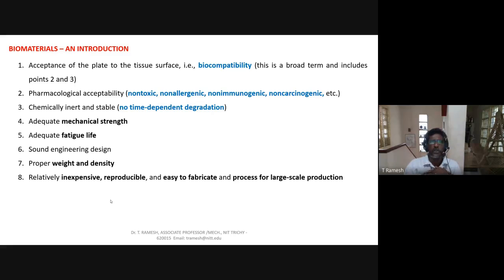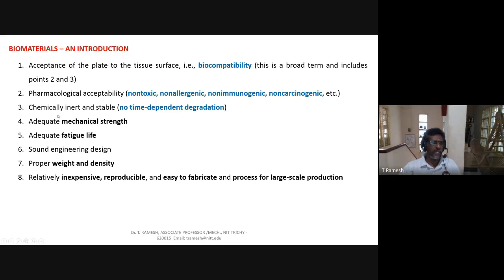Then acceptance of the plate to the tissue surface, that is biocompatibility. And pharmacological acceptability, that is non-toxic, non-allergenic, non-immunogenic, non-carcinogenic, etc. And chemically inert and stable, no time-dependent degradation, adequate mechanical strength, adequate fatigue life, sound engineering design, proper weight and density, relatively inexpensive, reproducible, and easy to fabricate and process for large-scale production. So all these things are highly required in the case of developing a new material.